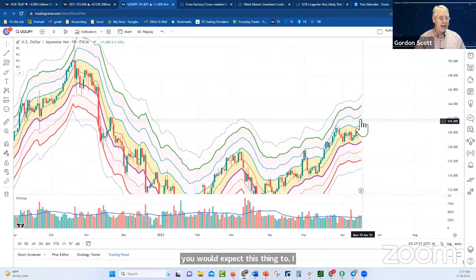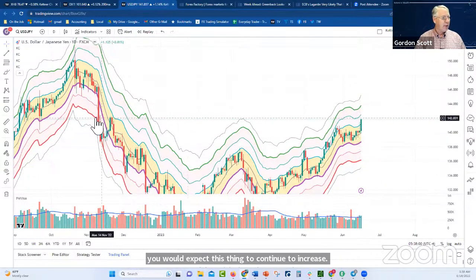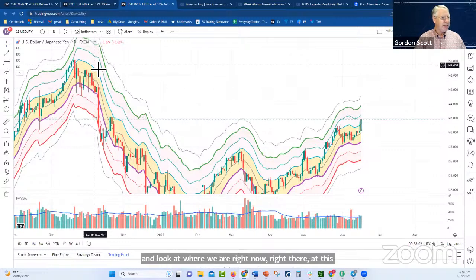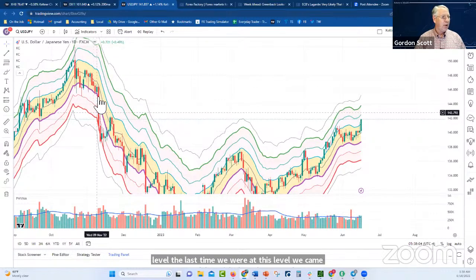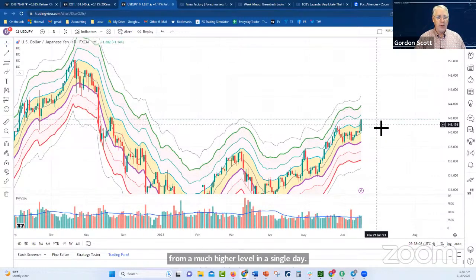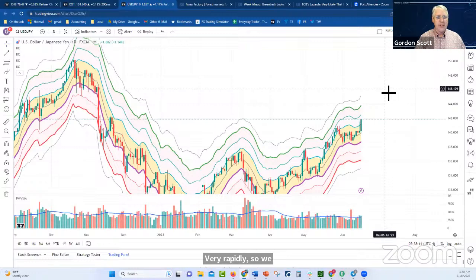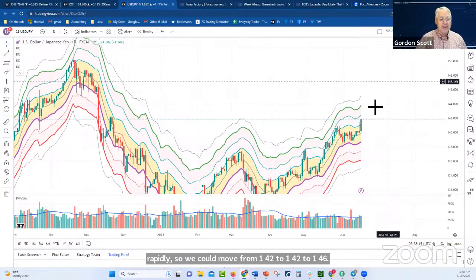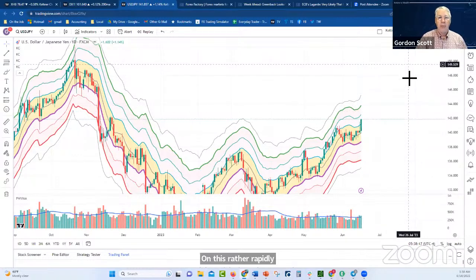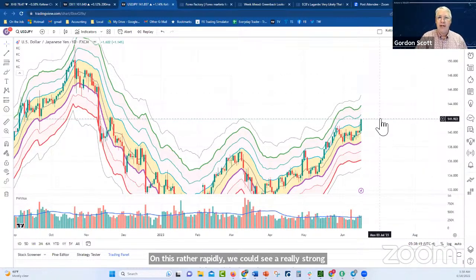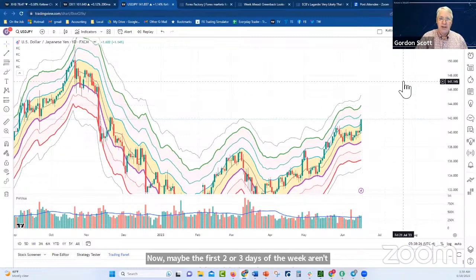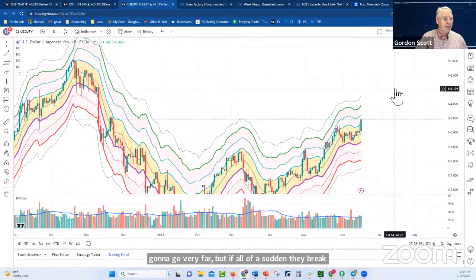And look at where we are right now, right there at this level. The last time we were at this level, we came down from a much higher level in a single day very rapidly. So we could move from 142 to 146 on this US yen pair rather rapidly. We could see a really strong upward move. Now, maybe the first 2-3 days of the week aren't going to go very far, but if all of a sudden they break higher, then yeah, you could see a really strong move.